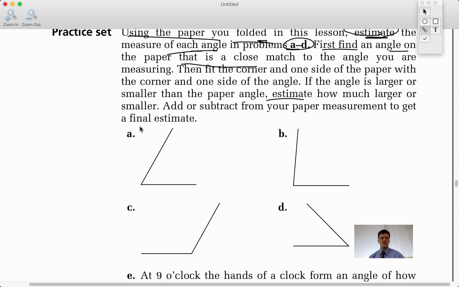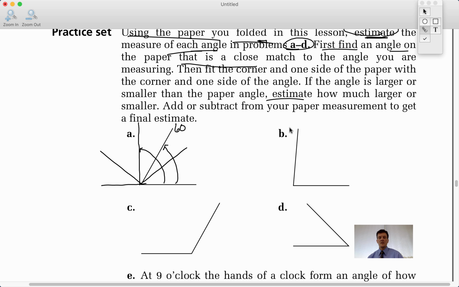So again, I'm going to draw a 90, and I'm going to try and estimate half of that like that. So it looks like the angle that we're looking at is more than 45, but it's less than 90. So how much? Well, you're just going to estimate. It doesn't look like it's quite closer to 90 than it is to 45. So maybe I say it's 60.